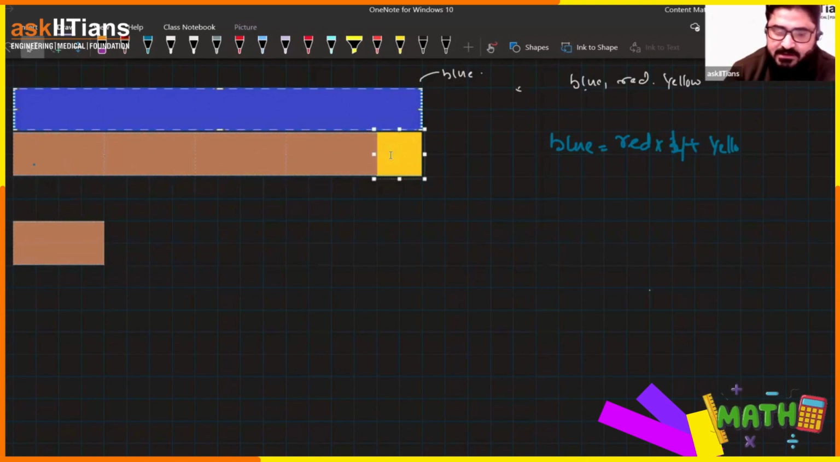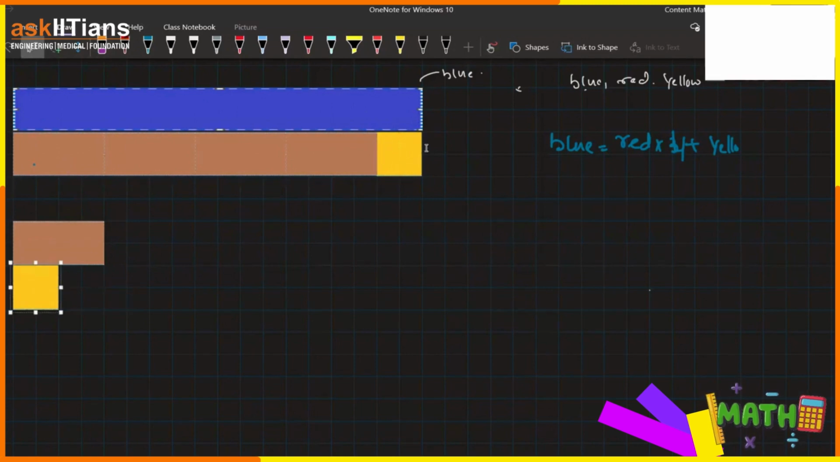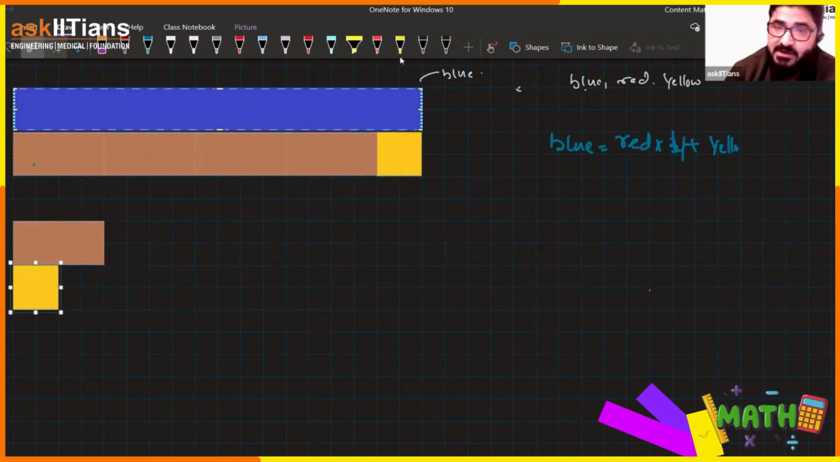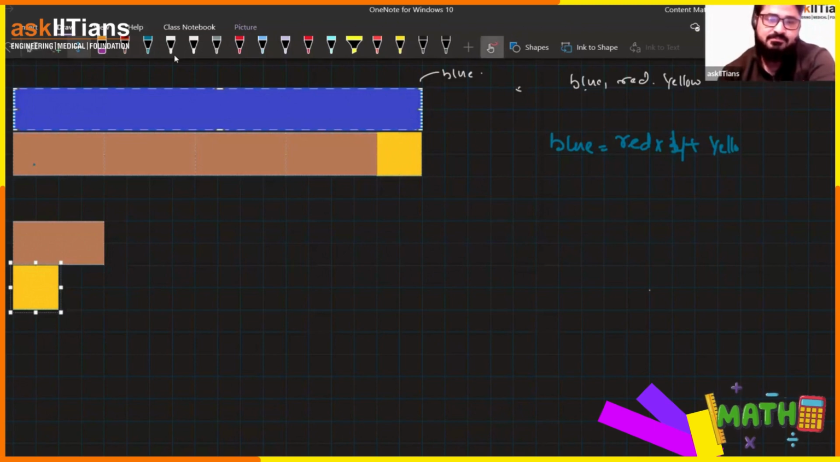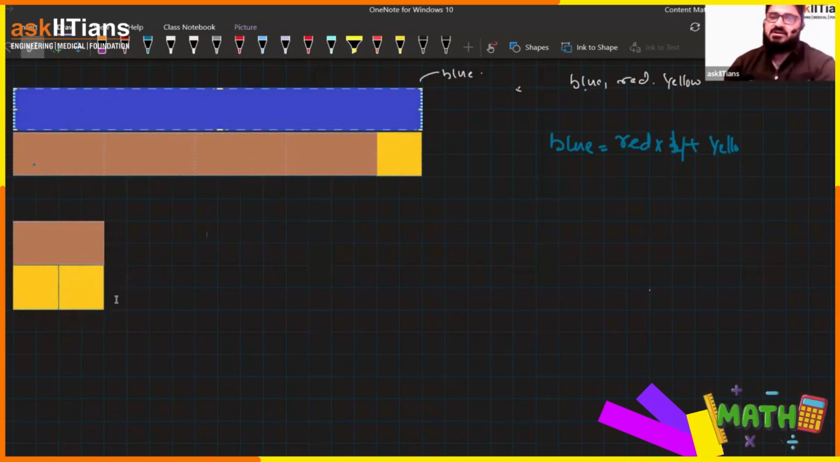Okay, I will take it. Can I use yellow one more time? Yes. It shouldn't be greater than the red one. Do you think it will be greater than the red one? No. So let us see. Let's take this yellow one more time. Let us see if it accommodates this or not. Can you see it is just covering the whole red?